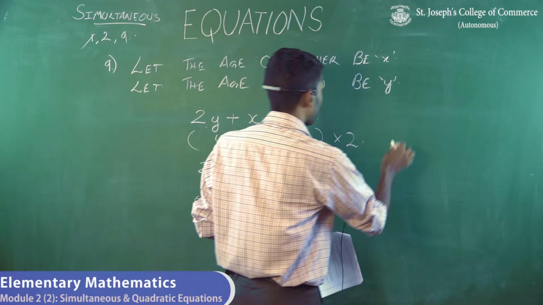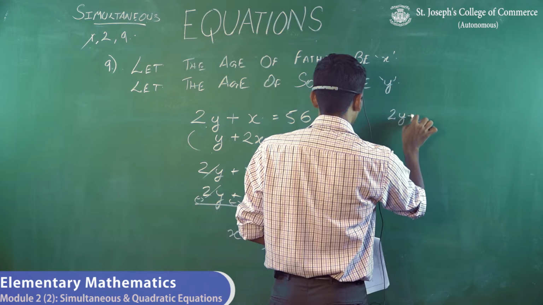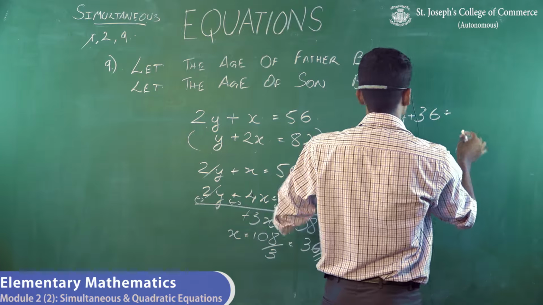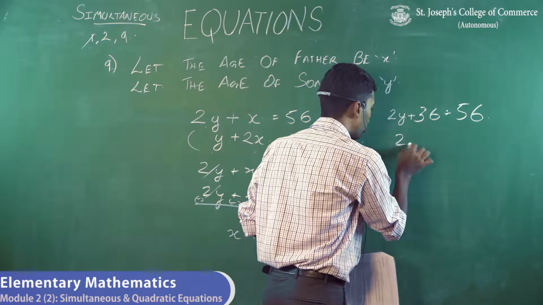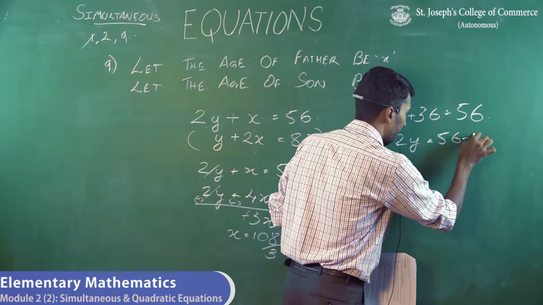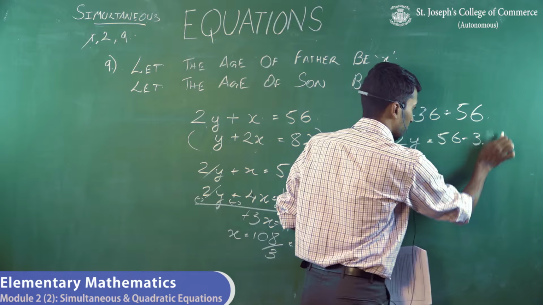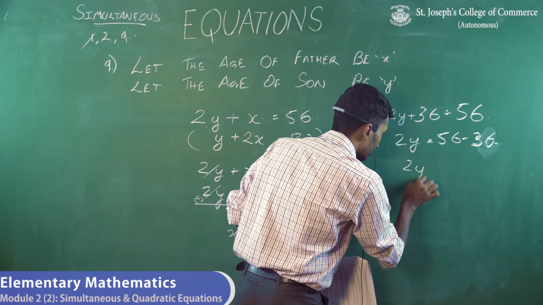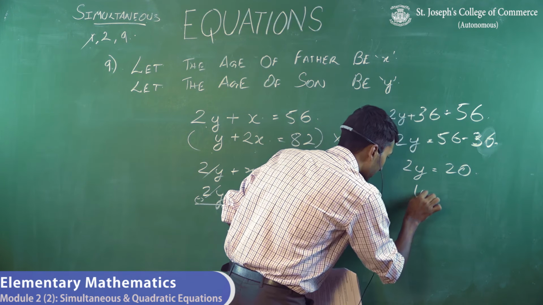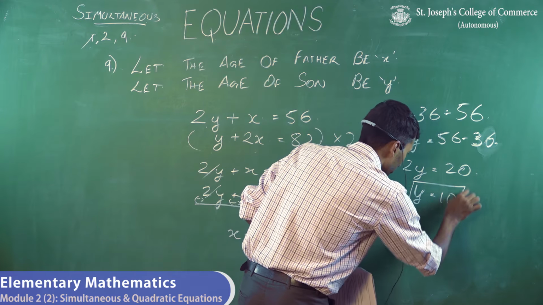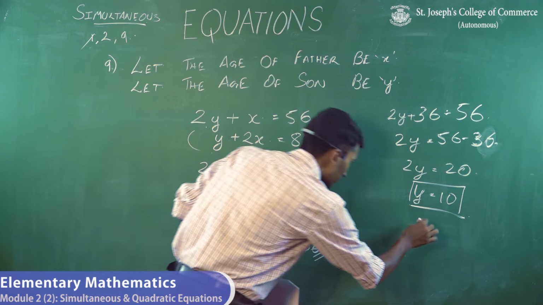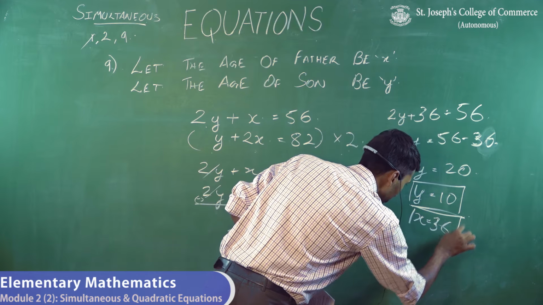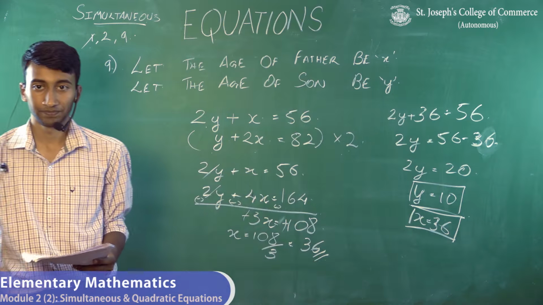So if you substitute it back into the equation, 2y plus x, which is 36, is equal to 56. So 2y is equal to 56 minus 36. So 2y is equal to 20. Y is equal to 10. So your answer should be the age of the son is 10 and the age of the father is 36.